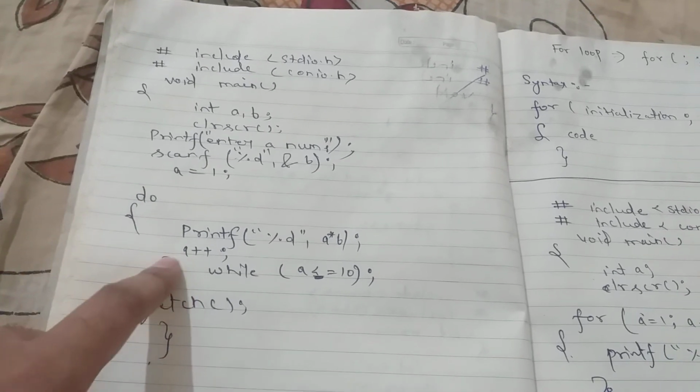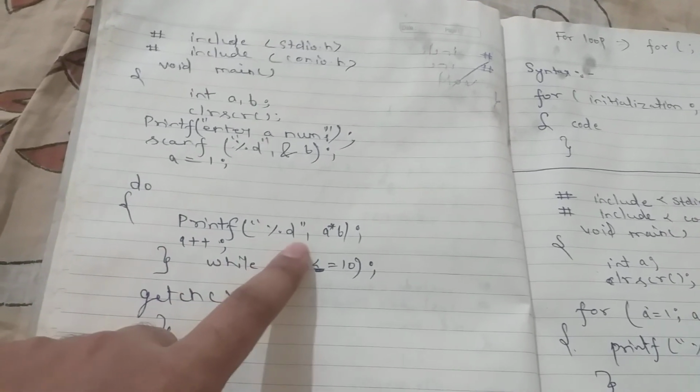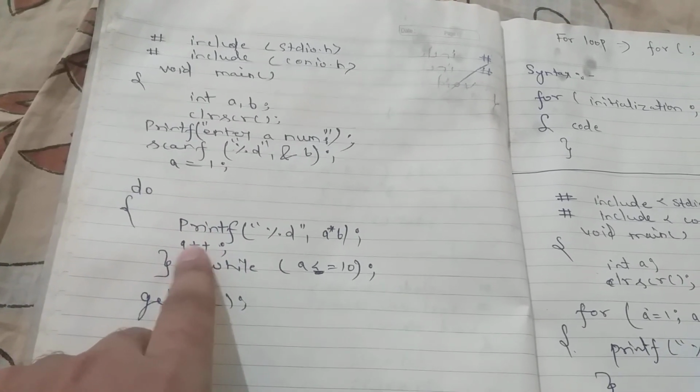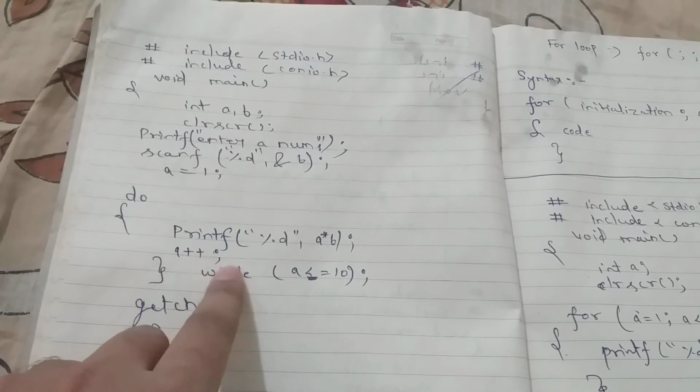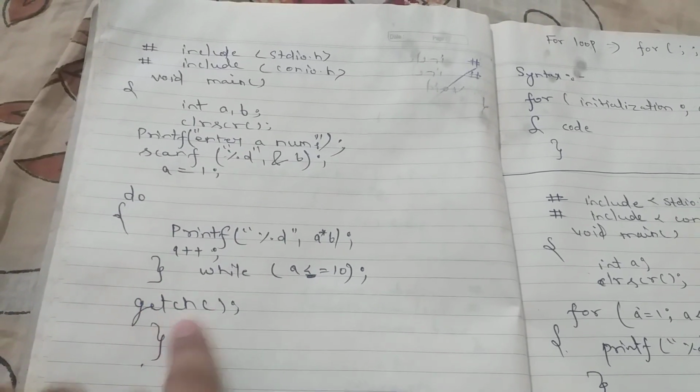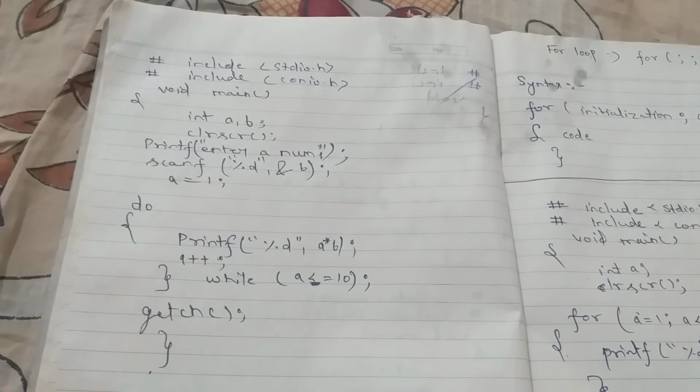Here you can see that initially the value of a is 1, and after that it becomes 2, 3, 4, 5, 6, 7, 8, 9, 10. When it becomes 10, the control exits the loop and the program will be finished.